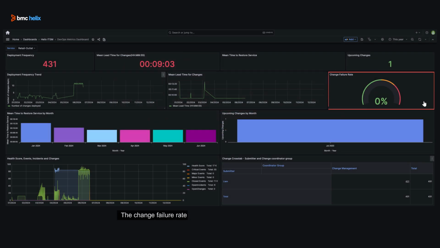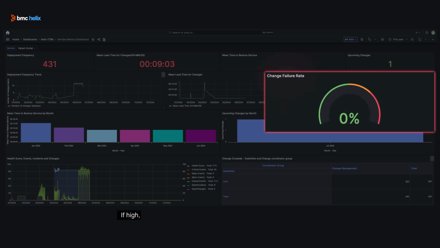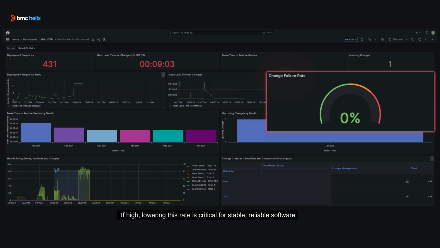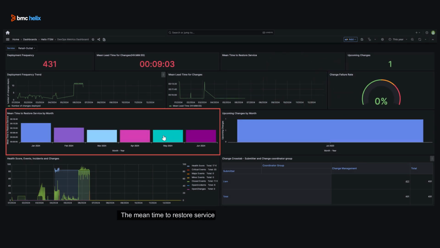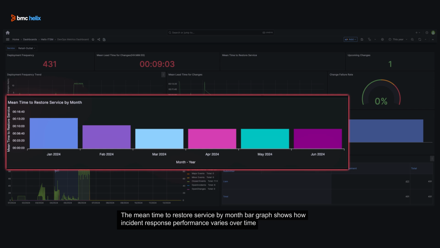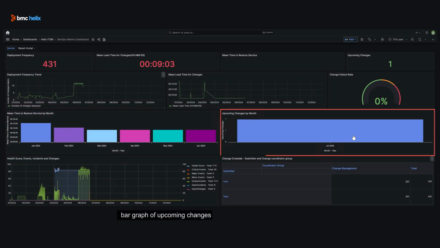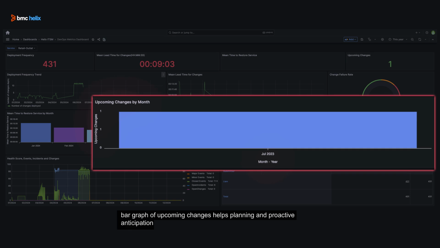The change failure rate measures how often deployments cause outages or incidents. If high, lowering this rate is critical for stable, reliable software. The mean time to restore service by month bar graph shows how incident response performance varies over time. Identifying patterns helps focus improvement efforts on specific times of year or day, and address underlying issues. The bar graph of upcoming changes helps planning and proactive anticipation of potential challenges.